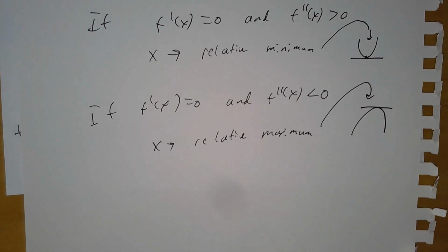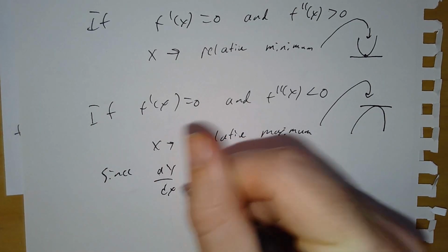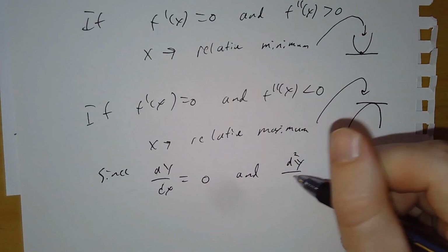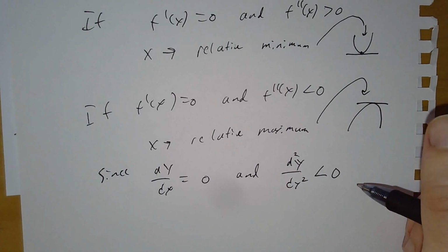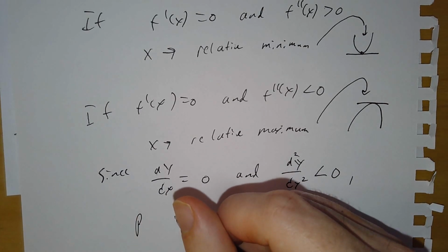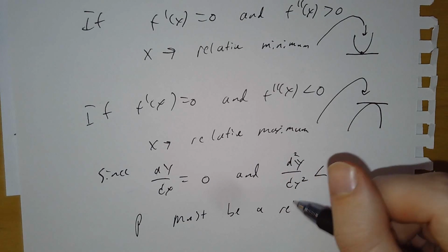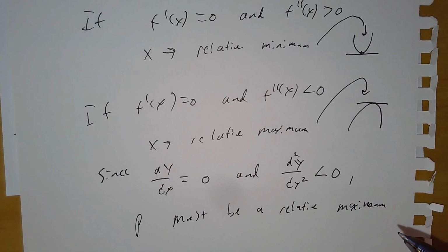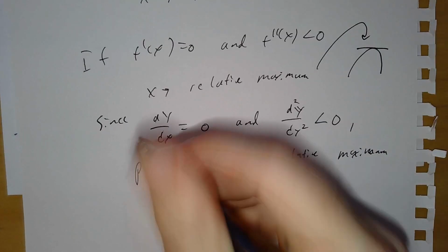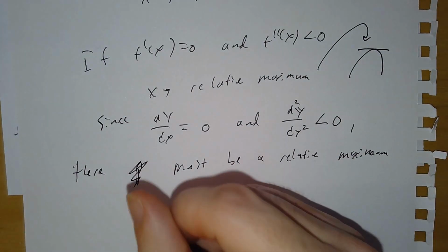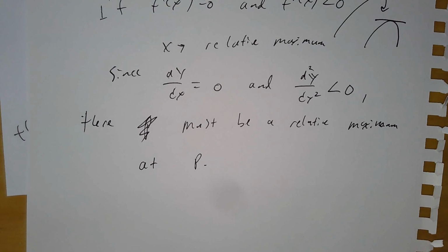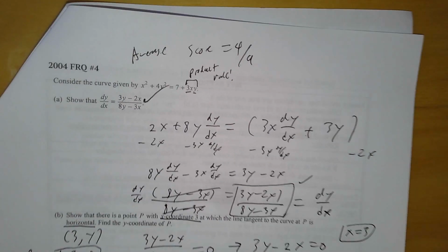So you say, since dy/dx is 0 and the second derivative, d squared y/dx squared, is less than 0, there must be a relative maximum at p. It's very similar, but I prefer that language more. Okay, that's the second derivative test. So that is that problem. That's implicit differentiation.